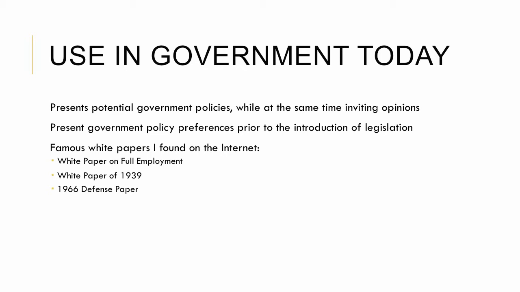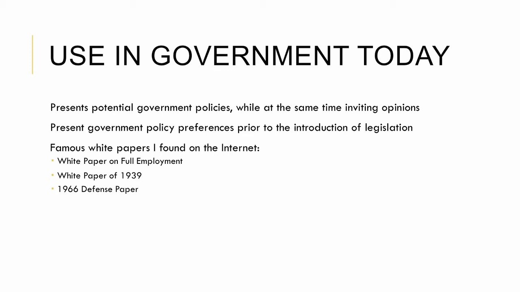And then, famous white papers that I found on the internet: the white paper on full employment was, I think, actually an Australian piece that they wrote in 1976. It was basically like, how do we get everyone in the country employed? And it was just a plan for that. It was like 100 and something pages. And they eventually converted it into a series of laws. And it actually still sort of governs Australia's labor plan for their country today.